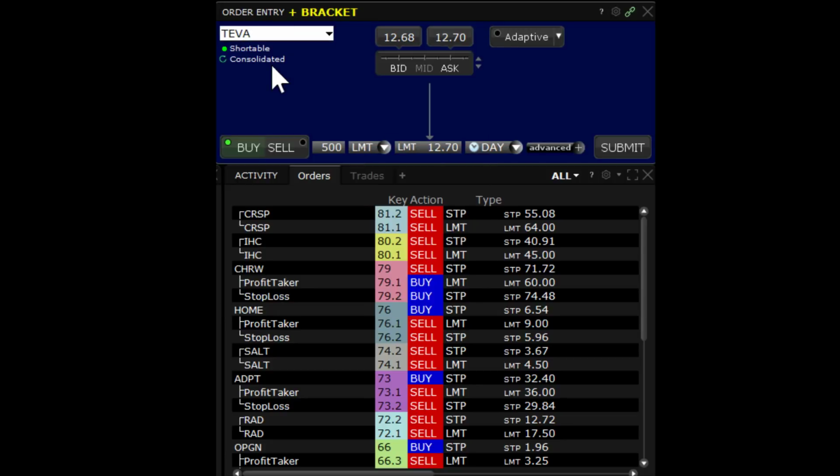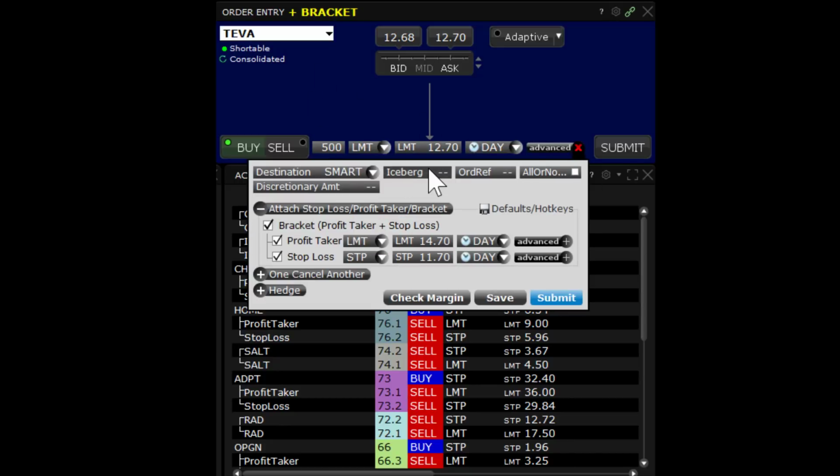Put in there, and then you select buy or sell. So let's say you want to go long this stock, you press buy, you put in your share size over here, and you can put in the order type. Let's say I want to get in at 12.70, and I click this advanced column over here on Interactive Brokers, click the plus tab, and now this box opens up.